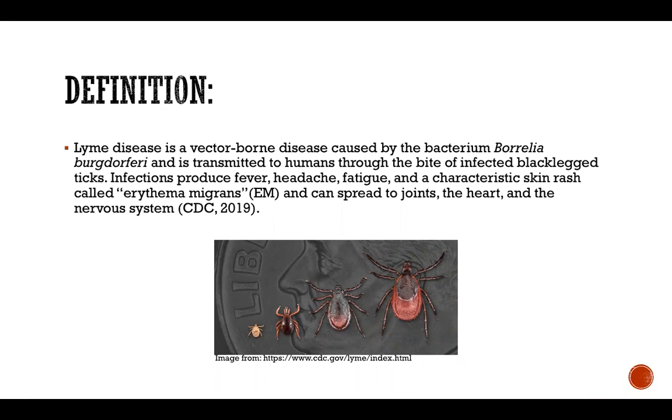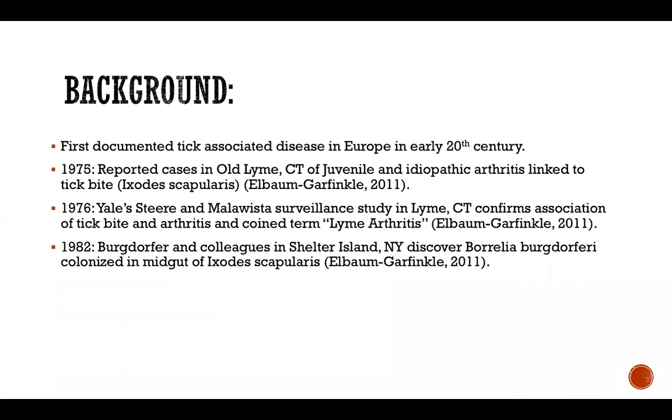and the nervous system. So the first documented tick-borne illnesses were in Europe in the early 20th century. In 1975, there were reported cases in Old Lyme, Connecticut of juvenile idiopathic arthritis that were linked to tick bites. In 1976, Yale's Steere and Malawista surveillance study in Lyme, Connecticut confirmed associations of tick bites and arthritis and coined the term Lyme arthritis. In 1982, Burgdorfer and colleagues in Shelter Island, New York, discovered Borrelia burgdorferi colonized in the midguts of Ixodes scapularis.